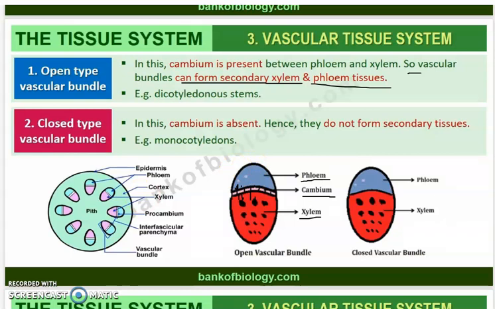Clear? Clear with the open vascular bundle, children? So in the open type vascular bundle, we can see the presence of cambium, which is a meristematic tissue. Meristematic tissue, you know that they can give rise to new cells. So towards the phloem, they will form the secondary phloem, and towards the xylem, they will form the secondary xylem. Right? We have studied this in the secondary meristem.